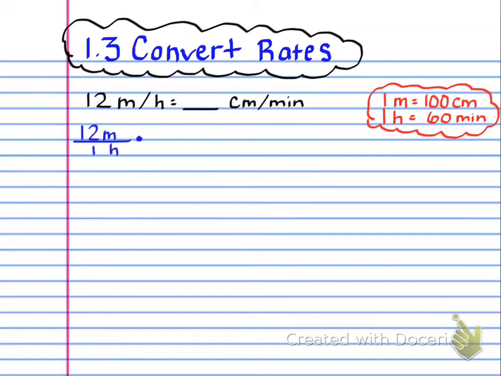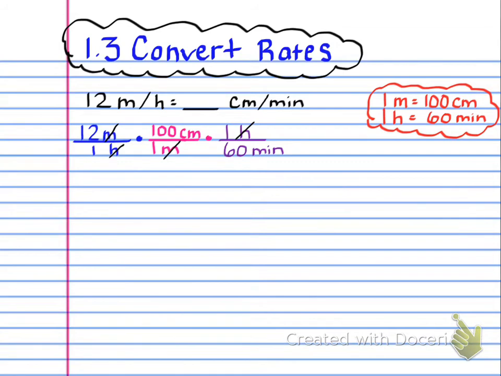So now you want to set your problem up. You're going to set it up with the rate that you have been given, which is 12 meters per 1 hour. And then you can decide to get rid of the meters or the hours first. It doesn't matter. I chose to work with the meters. So 1 meter equals 100 centimeters. So I'm going to put the meter on bottom though, because remember I need to get rid of that meter. So in order to cross simplify it, it has to be on the bottom. So we're going to go ahead and do that. Now we have 1 hour is going to be 60 minutes. And so now we can cross out our hours just like this.